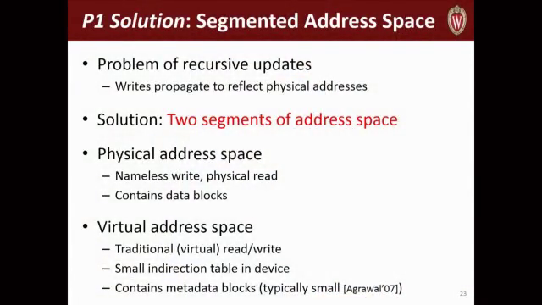So to solve the first problem of recursive updates, we proposed a technique of segmented address space. The first address space is a physical address space where we use nameless writes and physical reads. And the second address space is a virtual address space where we use traditional reads and writes. And also we need to keep an indirection table for the virtual address space. We map all the data blocks to the physical address space and all the metadata blocks to the virtual address space. And notice that metadata is usually small, around 1% in the file system layout. So this mapping table for the virtual address space can also be small.